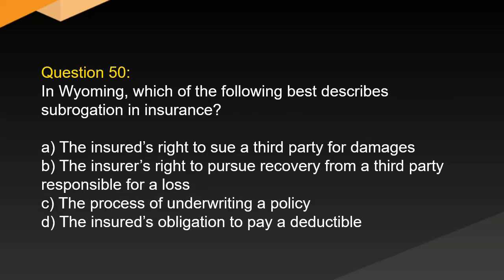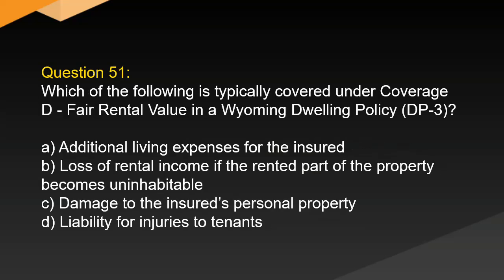Question 50. In Wyoming, which of the following best describes subrogation in insurance? A. The insured's right to sue a third party for damages. B. The insurer's right to pursue recovery from a third party responsible for a loss. C. The process of underwriting a policy. D. The insured's obligation to pay a deductible.